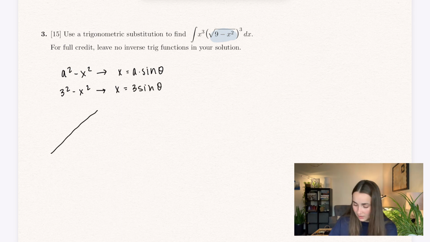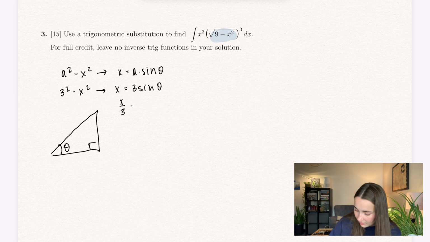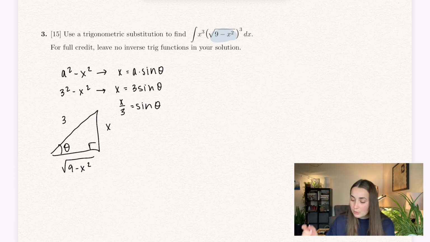If you want to draw your triangle first, you totally could. This right here is theta. Pretend that's a perfect 90-degree angle. Here we have x divided by 3 is equal to sine theta, and that's helpful because it tells us our opposite, which is x, over hypotenuse. So our remaining leg is going to be the square root of 9 minus x squared. So we have our x.